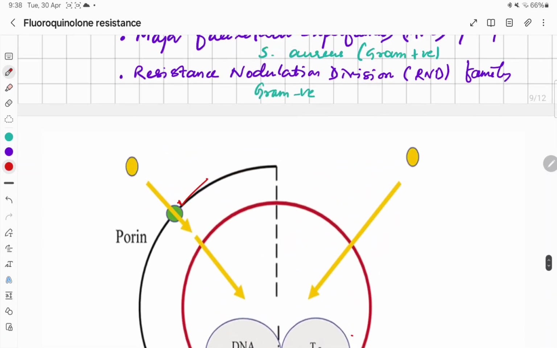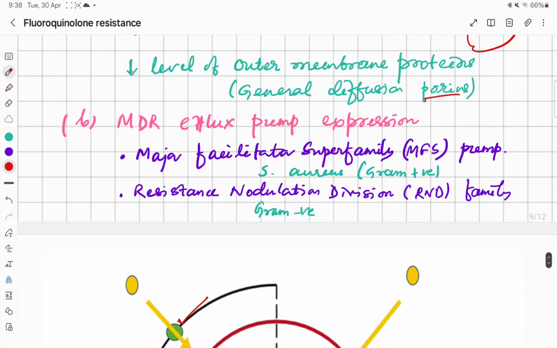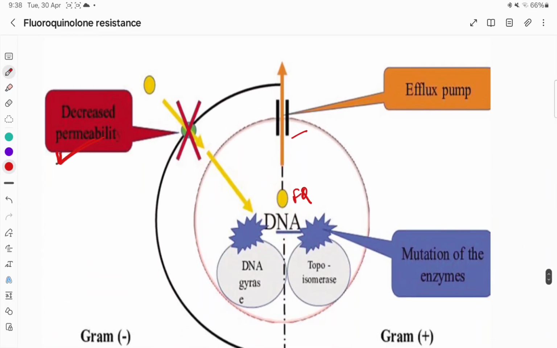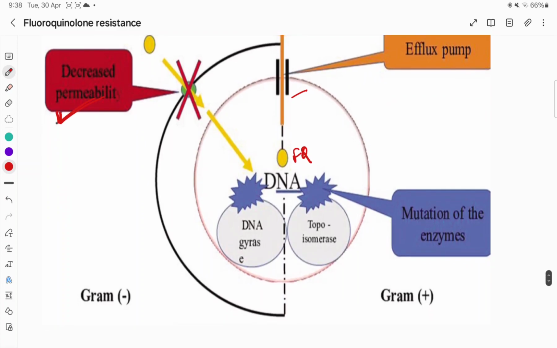Two classes of pumps are there. One is the major facilitator superfamily pump, MFS, and second is the resistance nodulation diffusion, RND family. In gram-positive bacteria like Staphylococcus aureus, MFS pumps are there, and in gram-negative mostly RND family of efflux pumps are there, which cause the efflux of the fluoroquinolones and hence show resistance.